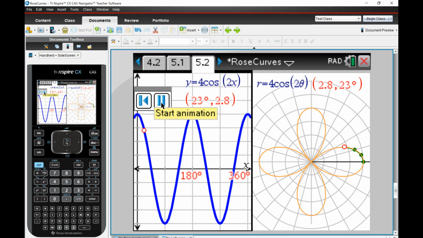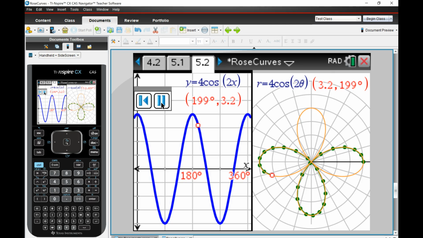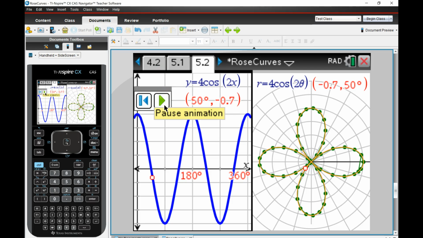So take a look. All right, we're going to go 0, and then maximum radius, back to 0 radius, and then maximum radius, right? So near and far and near and far, right? So we traversed this over 2 pi.